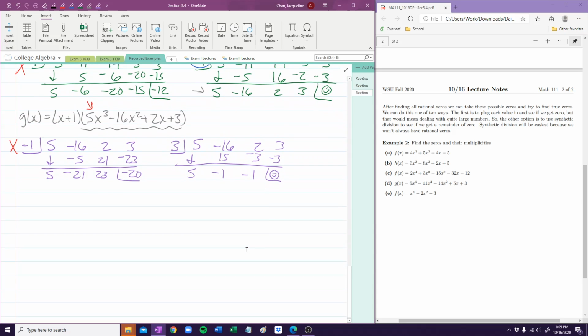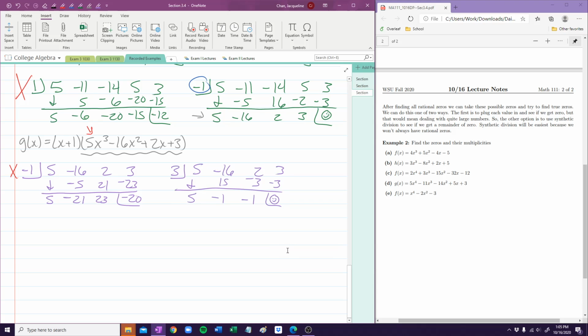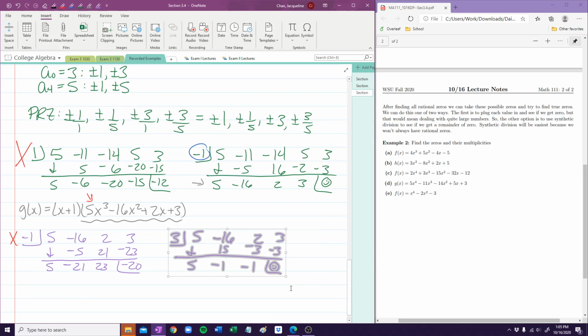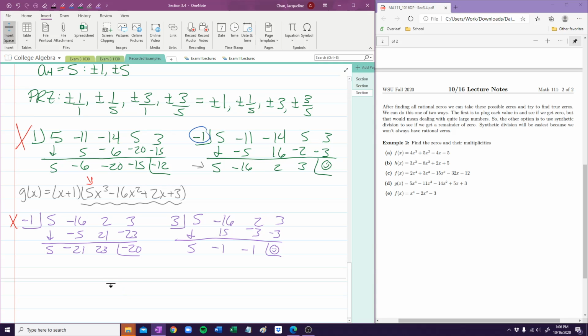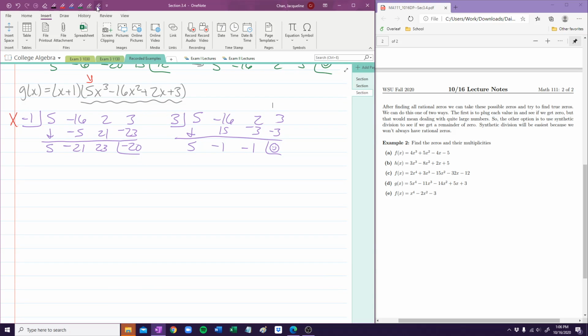I just want to emphasize, sometimes it's just a lucky guess. It's not always going to happen this way. You sometimes have to do some guessing and checking. Don't be discouraged. So what does this mean? This means that 3 is a 0 to our g of x. So if I rewrote this, my g of x is equal to (x plus 1)(x minus 3) times (5x squared minus x minus 1).